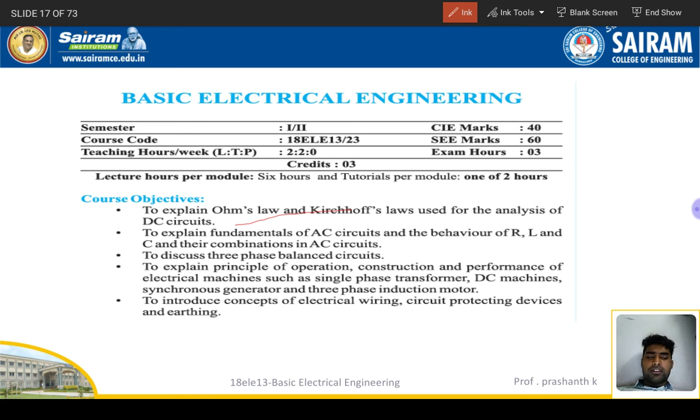Okay, next, earthing. Here we are going to discuss earthing of electrical appliances. We have two types: plate earthing and pipe earthing, right?